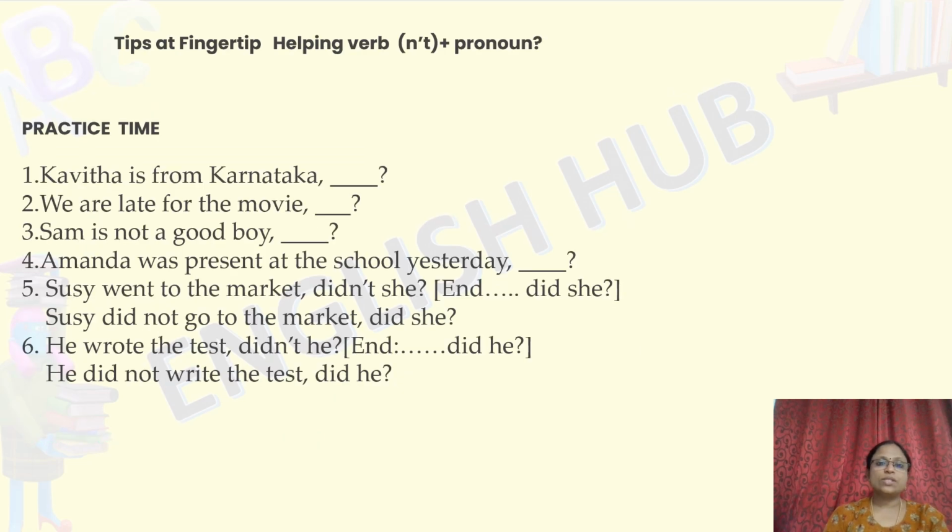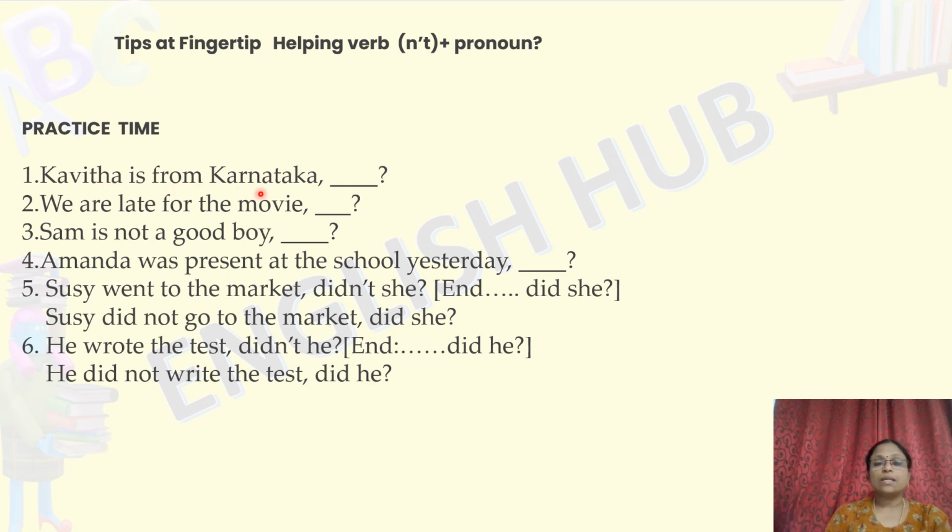Let's solve some questions. Before that, I would like to remind you of the formula for a question tag: helping verb and n't, that is optional, plus pronoun. These two, helping verb and pronoun, make up the question tag.